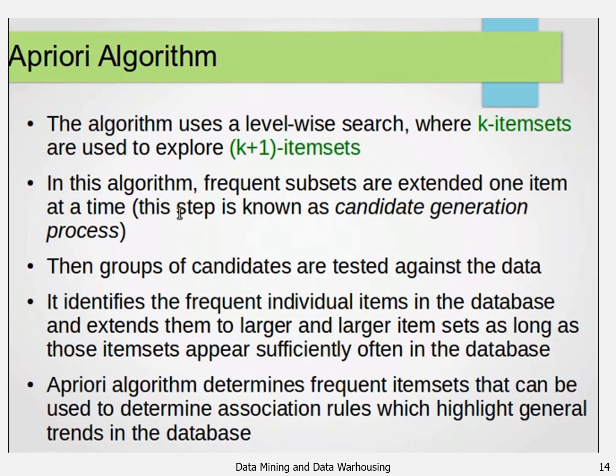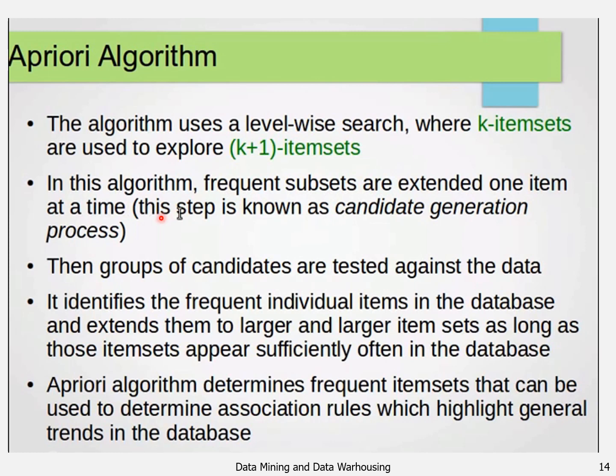Now, the algorithm uses a level-wise search. It's actually a nested loop that looks into a k item set and is used to explore k plus 1 item sets. So when it is working with a certain item set, k, it will be looking at all the other item sets coming after k, which are k plus 1 item sets.